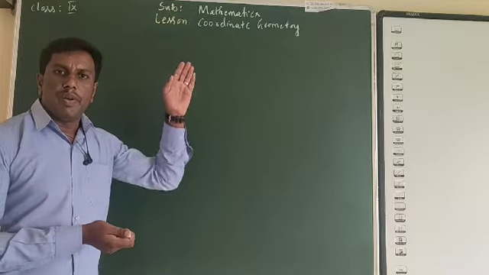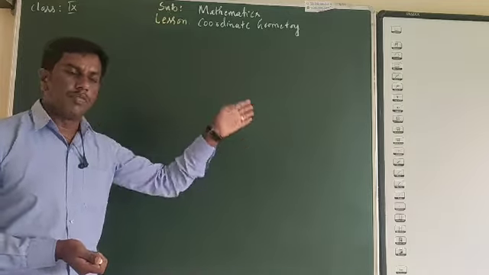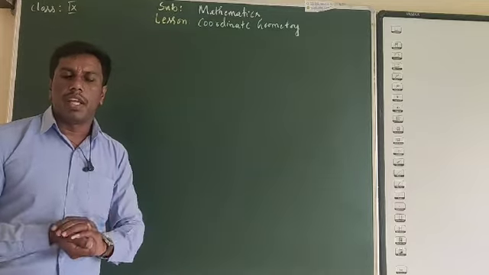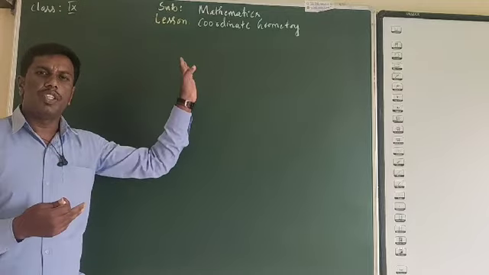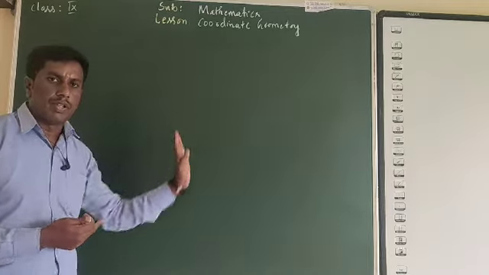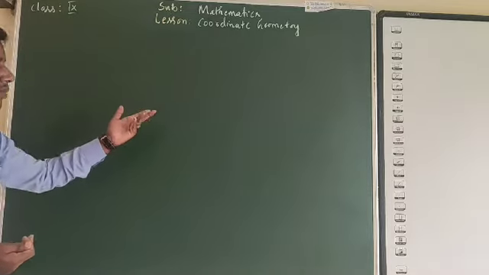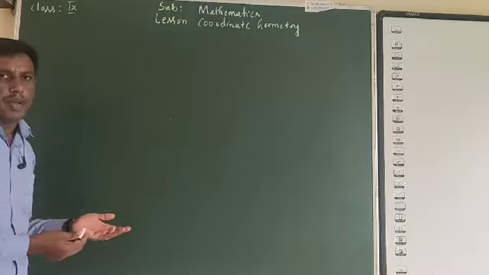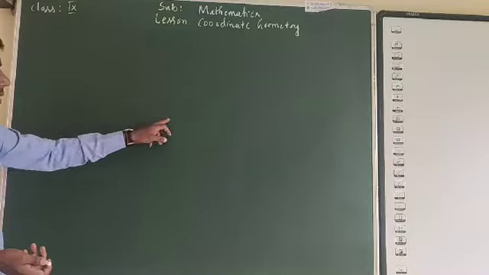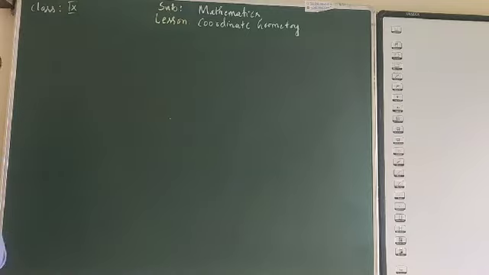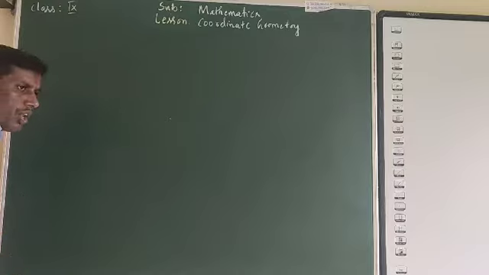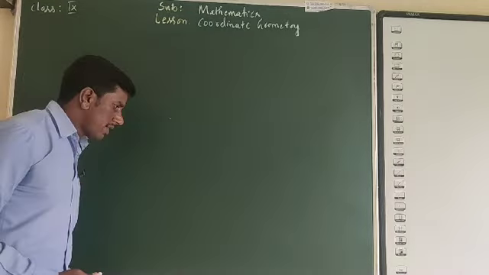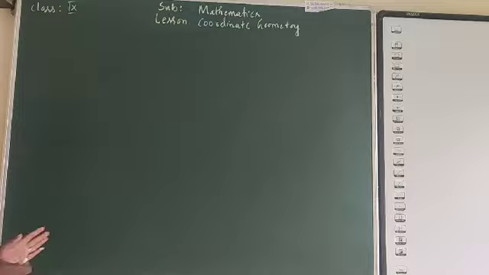In the last class, we studied that when we have a point on a plane, we need to describe that point. To describe that point, we need the coordinate axes. Suppose I take this board as a plane; to describe a point I need two axes. One is the horizontal line and another is the vertical line. The horizontal line is called the x-axis, and the vertical line is called the y-axis.